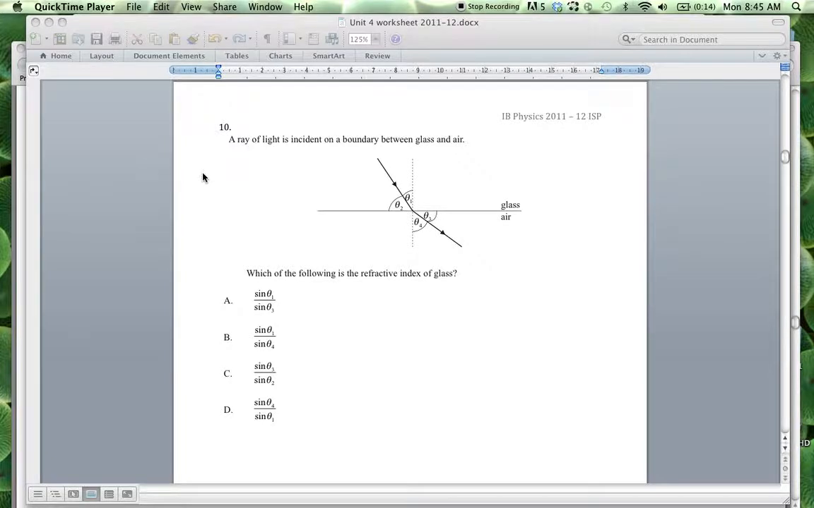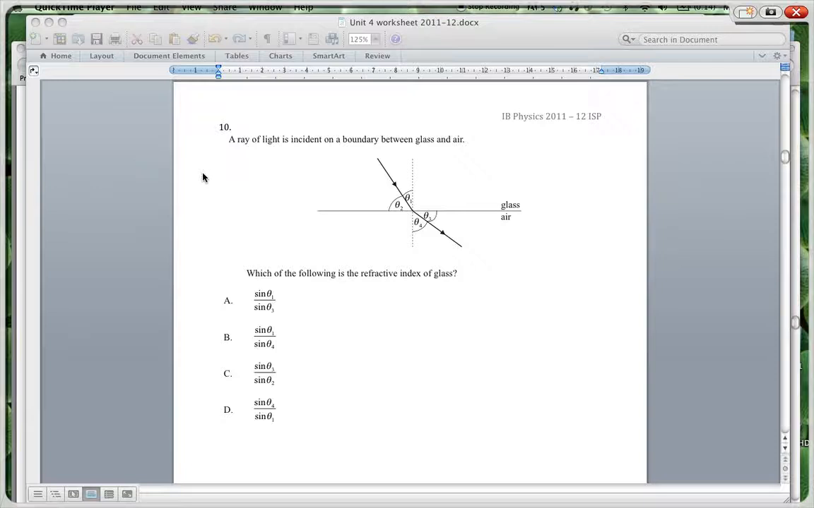Okay, so here we have question 10. A ray of light is incident on a boundary between glass and air. Which of the following is the refractive index of the glass? So what would you need to do straight away when answering this question? Well, you'd need to write out the formula relating this.